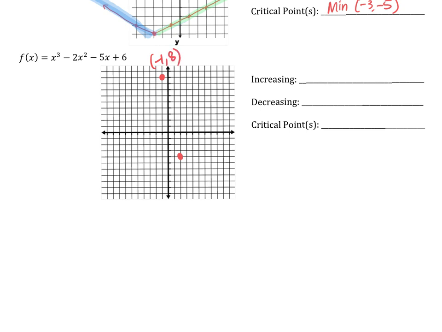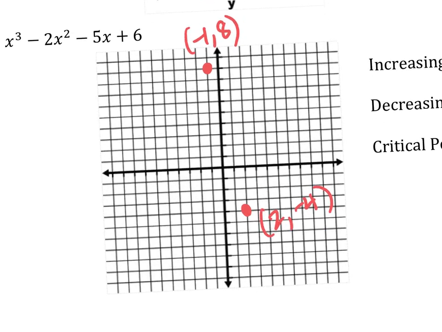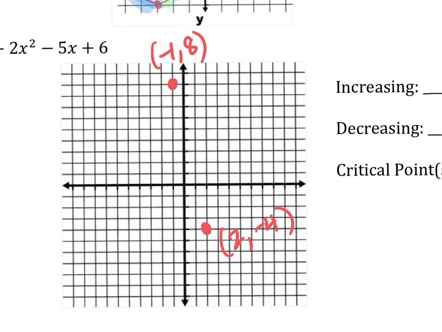And honestly, if I were you, I would also write those coordinates. 2, negative 4, negative 1, 8. Can you read that okay? 2, negative 4, negative 1, 8. Cammy Poo, you're good with that?